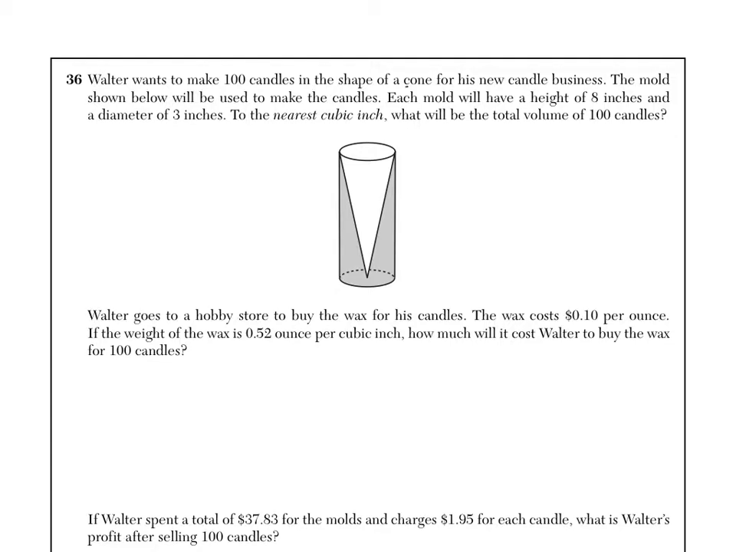All right, well, it's good that he told us a cone, so we know what shape we're using. Each mold will have a height of 8 inches, so we're going to mark that down, and a diameter of 3 inches. We'll mark that down. To the nearest cubic inch, what would be the total volume of 100 candles? So all we have to do is start by finding the volume of one cone candle, right? And so we'll take the formula from the back of the Regents book. It's given to us. 1/3 pi radius squared times height.